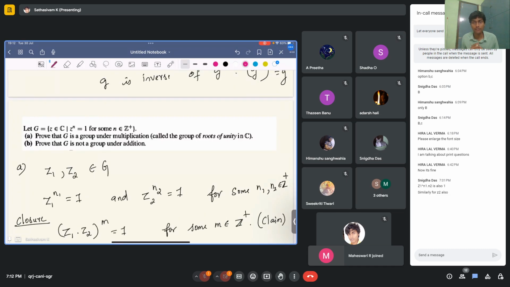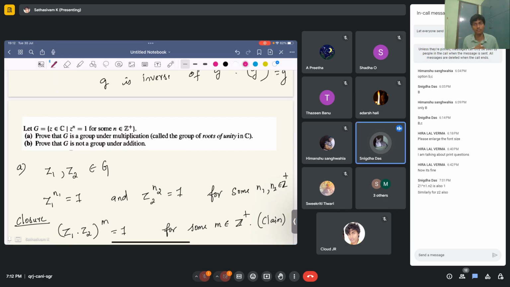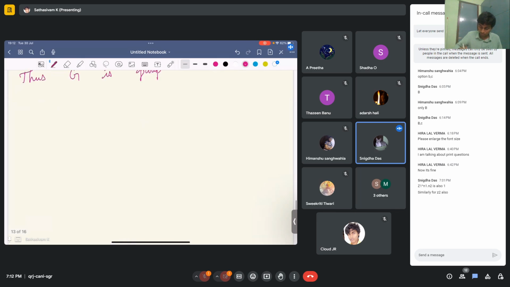Sir, if the order of Z is m, then Z to the power m minus 1 and Z to the power n minus 1 should be equal, because the inverse is unique. Can you say that again? Yes, if the order of Z is m, then Z to the power m minus 1 also is an inverse. Yeah, they will be the same.